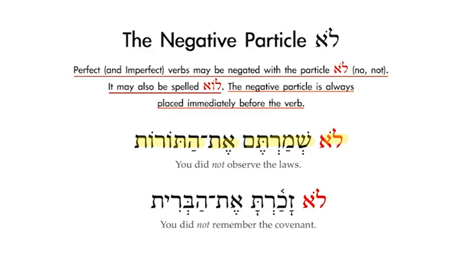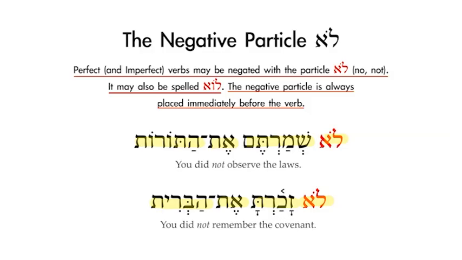The verb shamartem, Cal Perfect 2MP, is negated by the negative particle lo. Without the negative particle, we would translate this something like you observed the laws, but with the negative particle, you did not observe the laws. This is the Hebrew word for no, or one of the Hebrew words for no. Look at the second example. Lo zakarta et habrit. You did not remember the covenant.